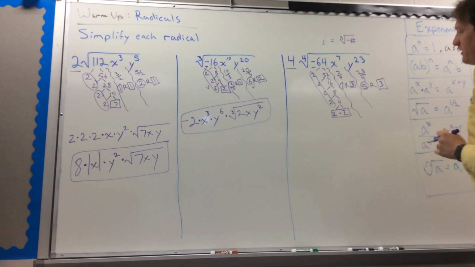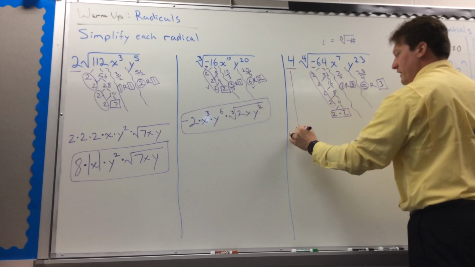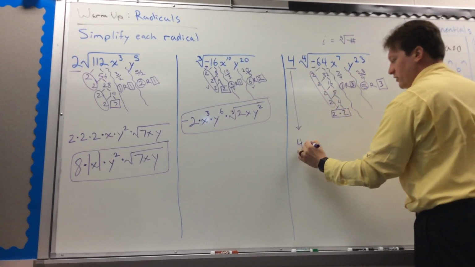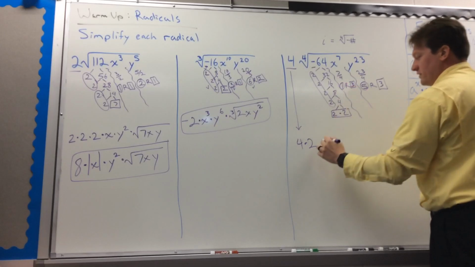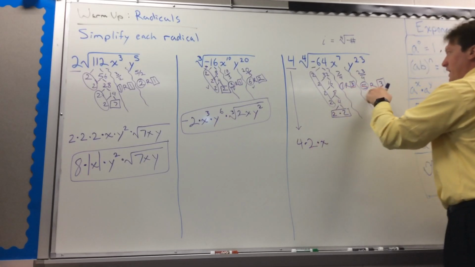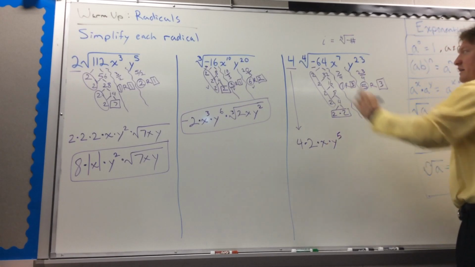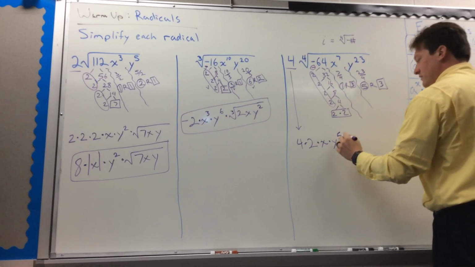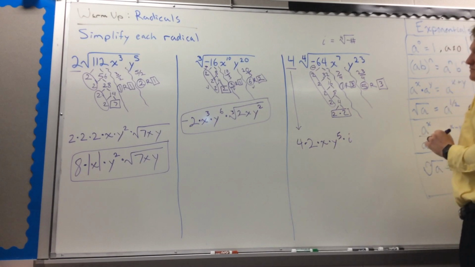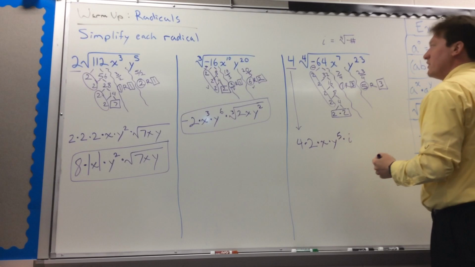Now we're going to put everything together. 4 comes out. That just gets brought down. I've got a 2, 4 times 2. I've got an x. I've got y to the 5th power. Okay? And I also have this negative right here. That negative is going to be an i. So I'm going to go ahead and put it right here, because the i will go before the radical and after all the variables and numbers.